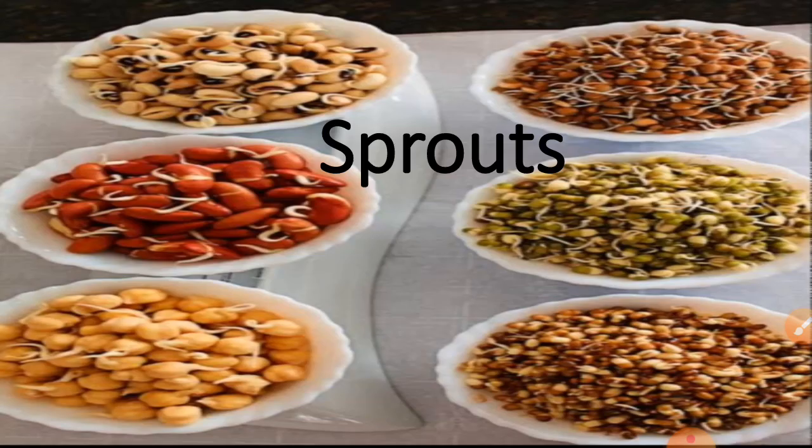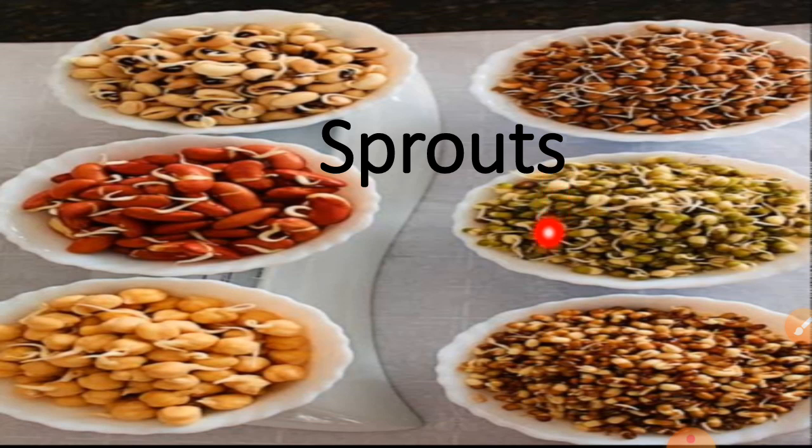In the previous class we learned that food comes from animals and plants, meaning we can obtain food from animals and plants. Sprouts also come from plants. What are sprouts and sprouted seeds? We will do one activity for that.